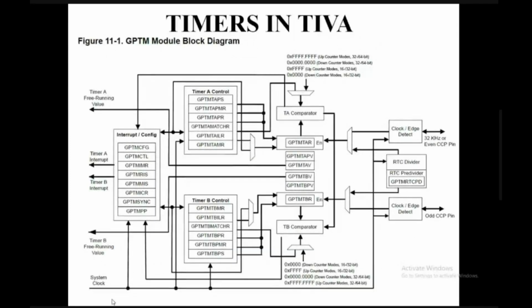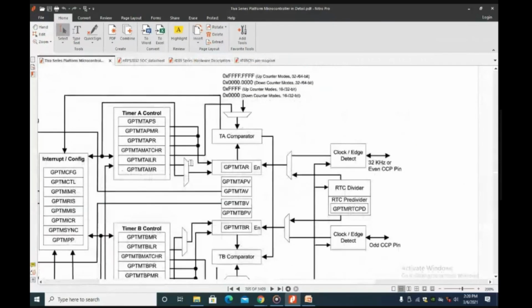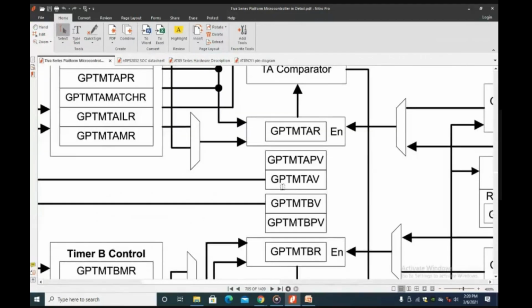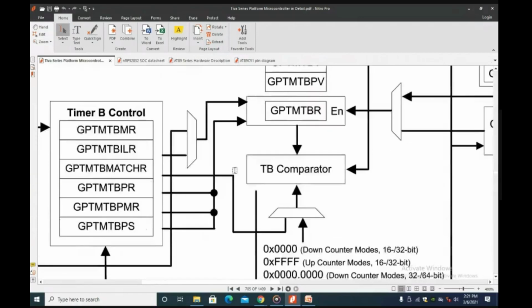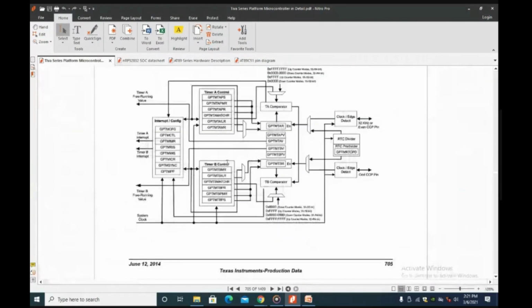When you compare with 8051, you may feel it is a little bit complex. Here you can see this is the timer block. Very interesting thing you can see, this is the general purpose timer, timer A. There are two timers, right? As told, there are timer A and timer B. Here you can see the top portion is timer A and the bottom portion is timer B. So there are two timers, timer A and timer B.